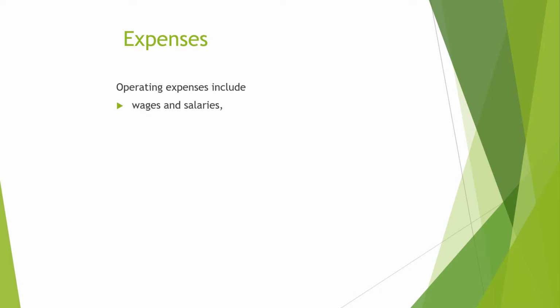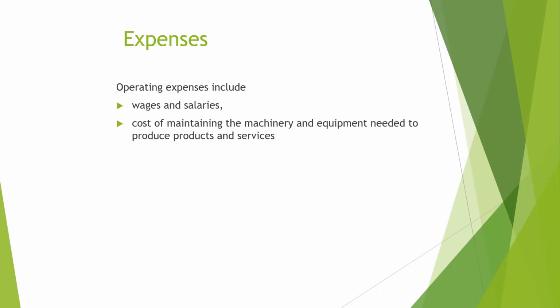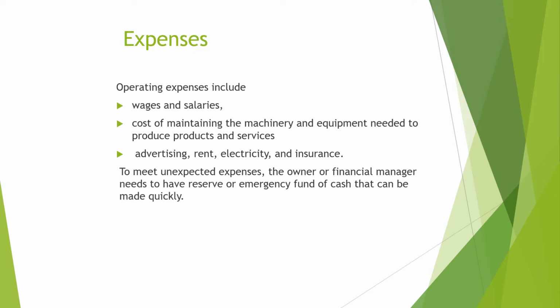All right, expenses, okay? It could be a lot of different kinds of expenses. This could include wages and salaries. Could also be the cost of maintaining machinery and equipment needed. Any kind of marketing, advertising, if you rent land or a building, utilities such as electricity or internet, and also different kinds of insurance, whether it's car insurance, general liability insurance, all kinds of different stuff.